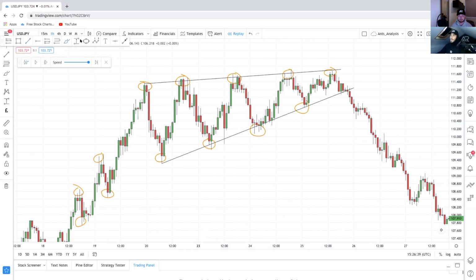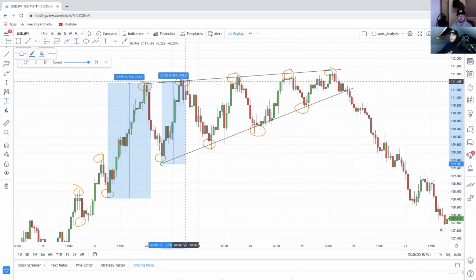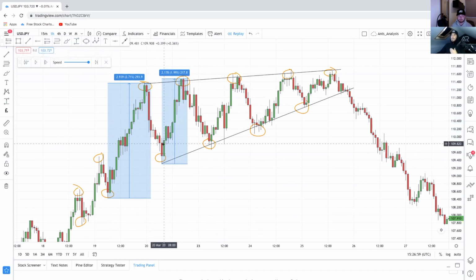Now there's a tool here called price range, where you can actually see how many pips each impulsive move is. So if I just draw it from the swing low to the swing high here, you can see that this one is 293 pips. If I do the next one, you can see that this one is 217 pips. So this is why from here, we can already start to predict a potential reversal, as the impulses are getting a lot smaller.